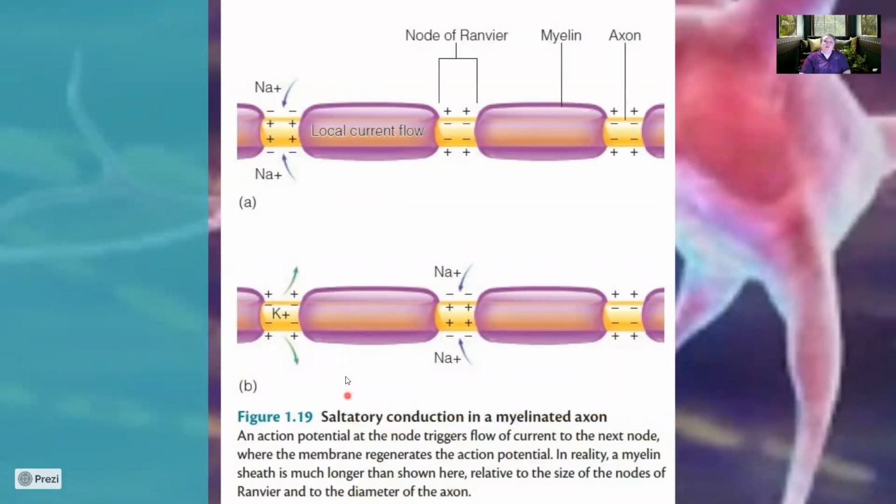I wanted to include this image in here. This is actually in our textbook for saltatory conduction. It just basically shows us the myelin sheath and those nodes of Ranvier. It shows us that saltatory kind of means that it's bouncing. It's not just one straight shot. It's the way that we've got these nodes in between the myelin sheath. You can think of it more as bouncing. In other words, an action potential at the node triggers flow of current to the next node where the membrane regenerates the action potential. So again, it's sort of bouncing from node to node.